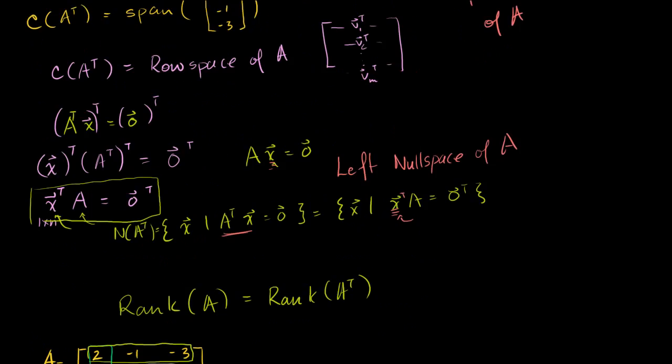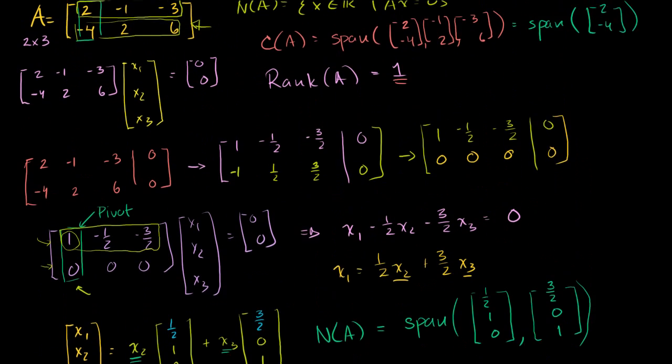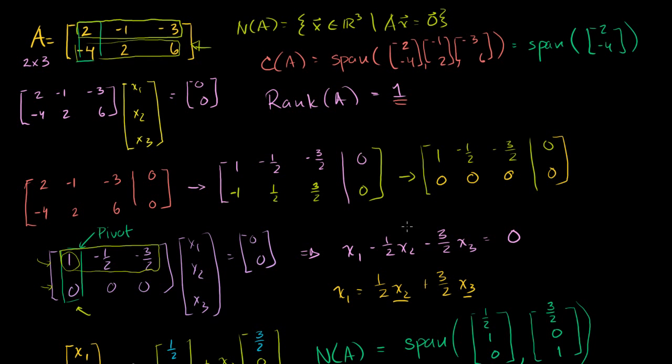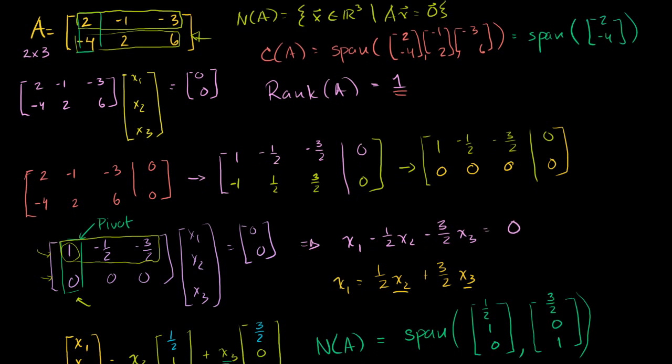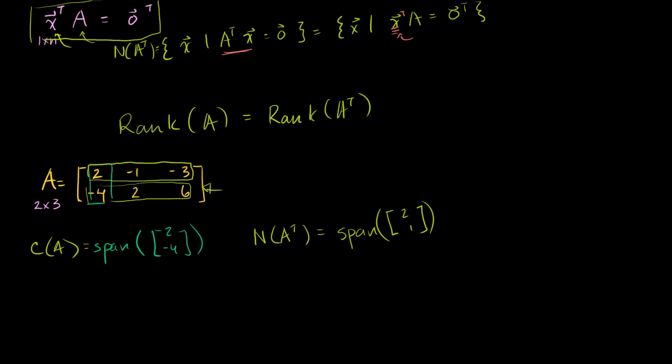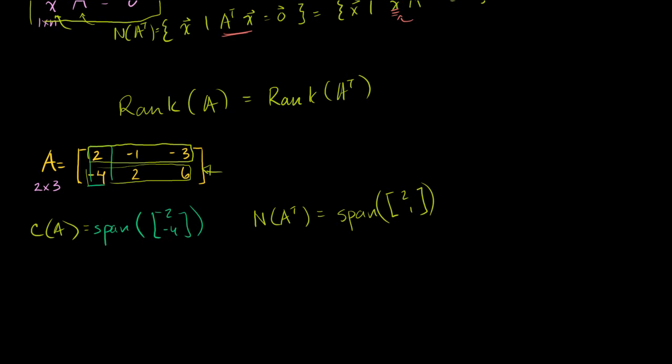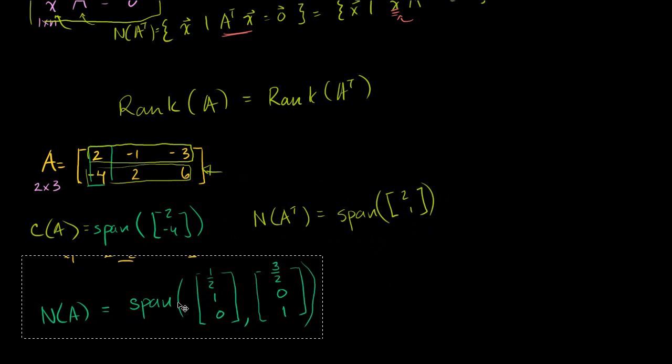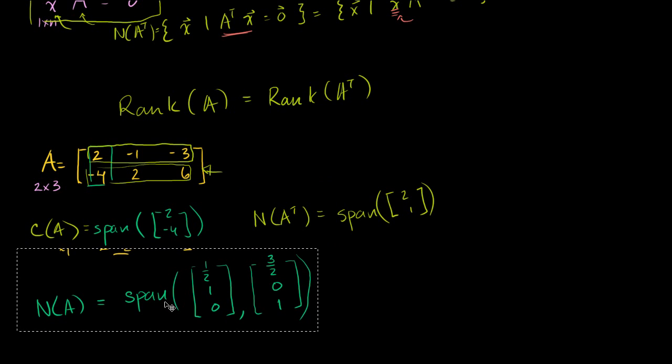And then what was our null space? Our null space, we figured it out in the last video. Here it is. It's the span of these two R3 vectors. Let me copy and paste that. So that was our null space right there.